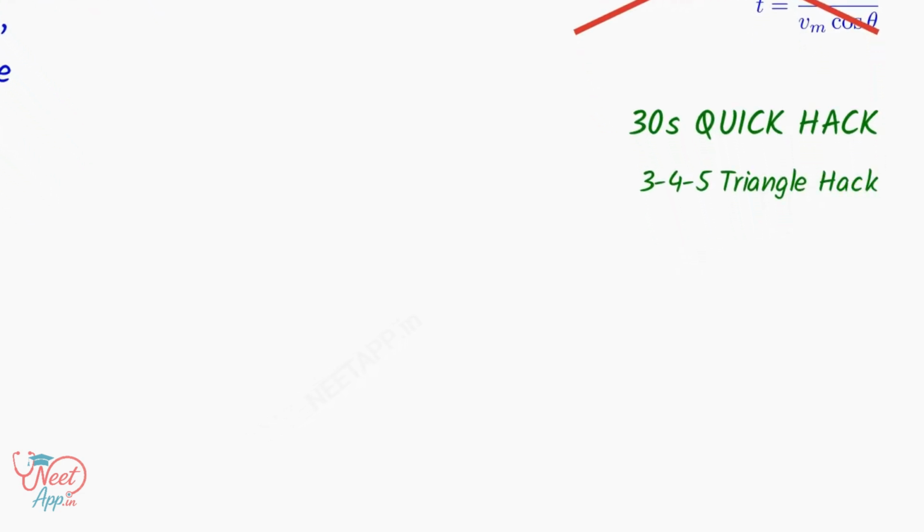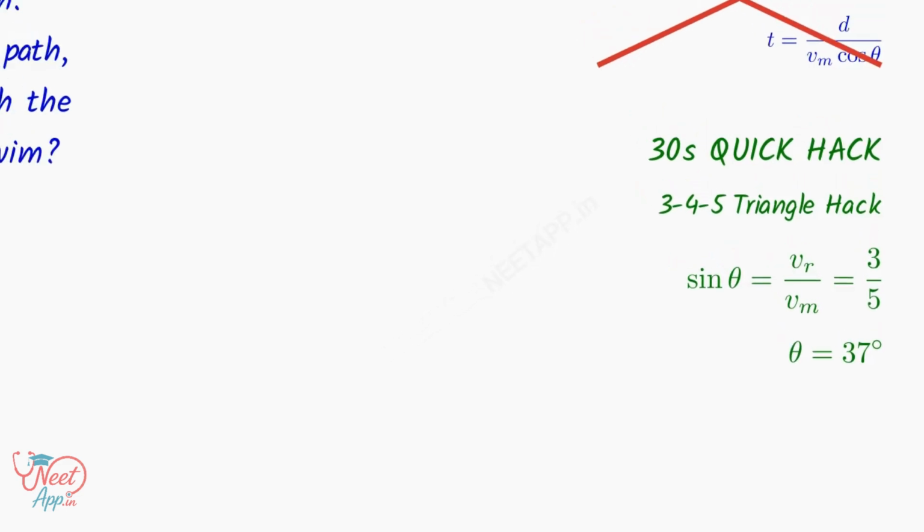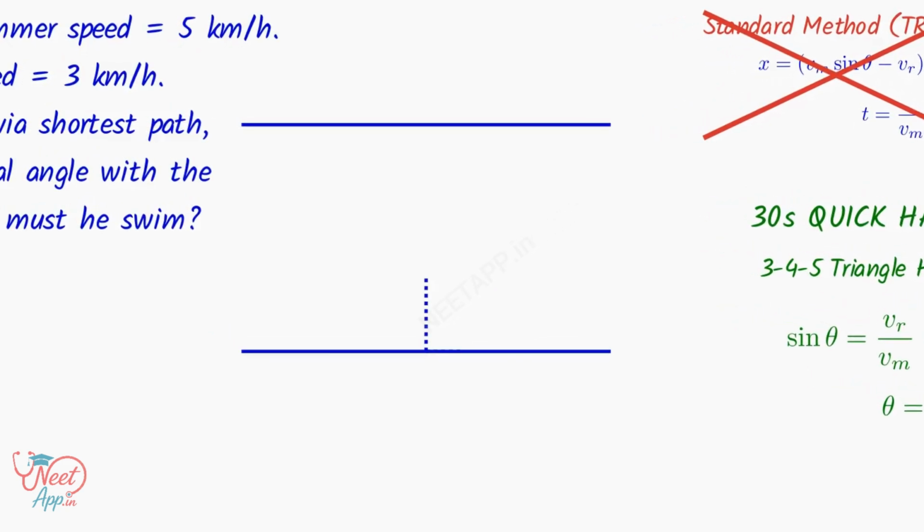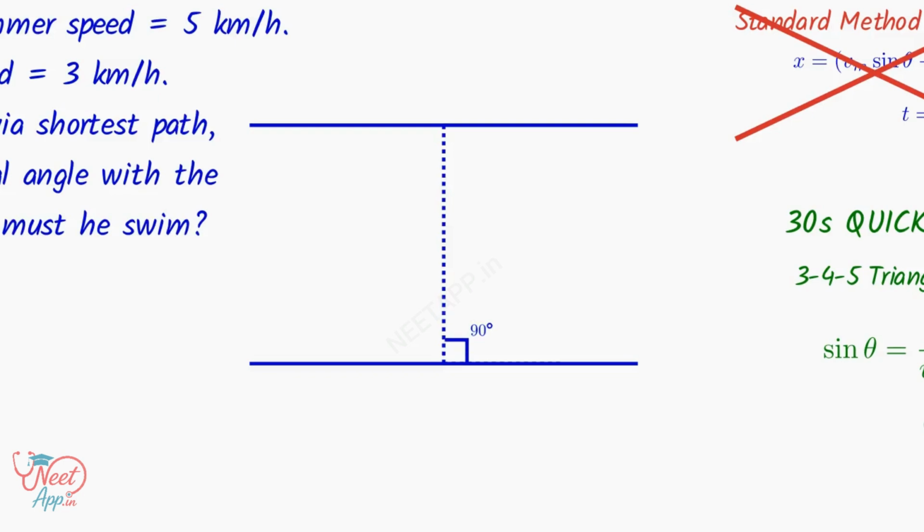Here is the 30-second shortcut, the 3-4-5 triangle hack. For the shortest path across a river, the sine of the angle with the vertical is always the river speed divided by the swimmer speed. That is 3 over 5. Any physics student knows a 3-4-5 triangle means the angle is exactly 37 degrees.